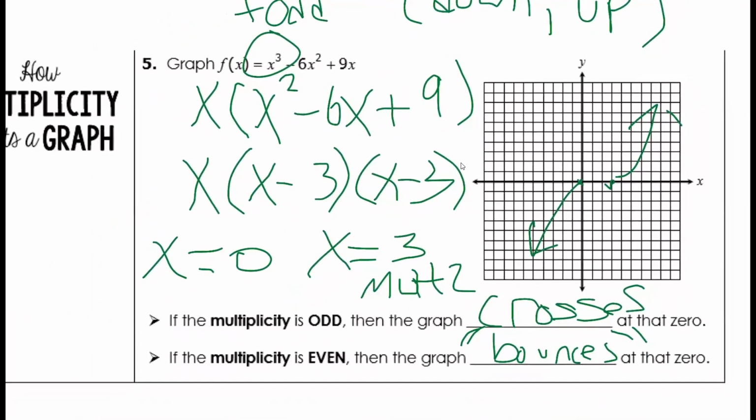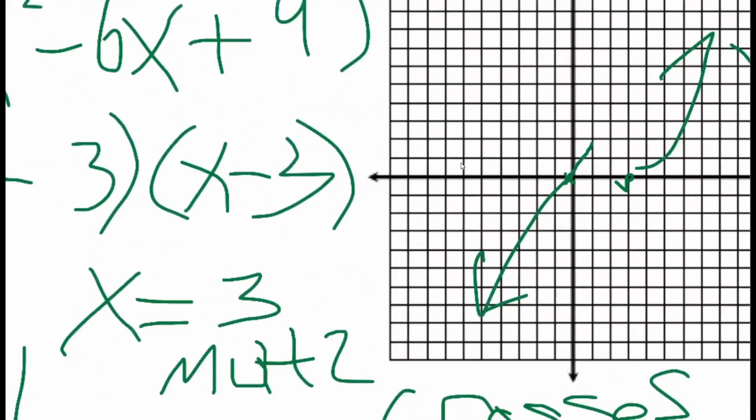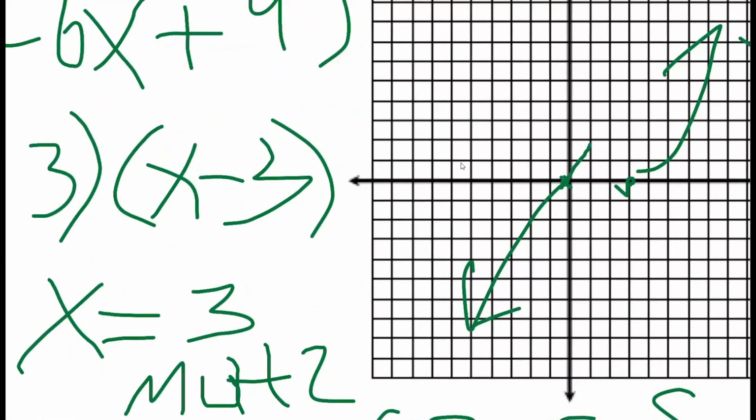So let's look at what I said here. If you have a multiplicity that's odd, like this x equals 0, we usually don't write it, but I'm going to write it now. It has a multiplicity of 1. So what that means is it's going to cross. When I draw this in, it's going to go past the x-intercept, and then eventually it's going to have to come back down to this point here.